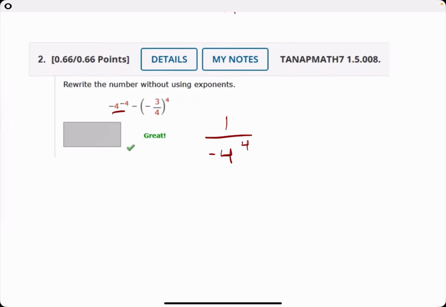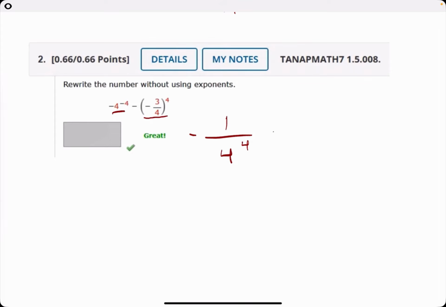Let's drop those parentheses. It makes a difference because if we have a negative raised to an even power, that makes it positive, but I don't think this is intended to become positive. Like we could truly leave this negative behind. We could leave it up top, or we could throw it out in front. It doesn't really matter. Anyway, next part, we have negative 3/4 to the 4th.